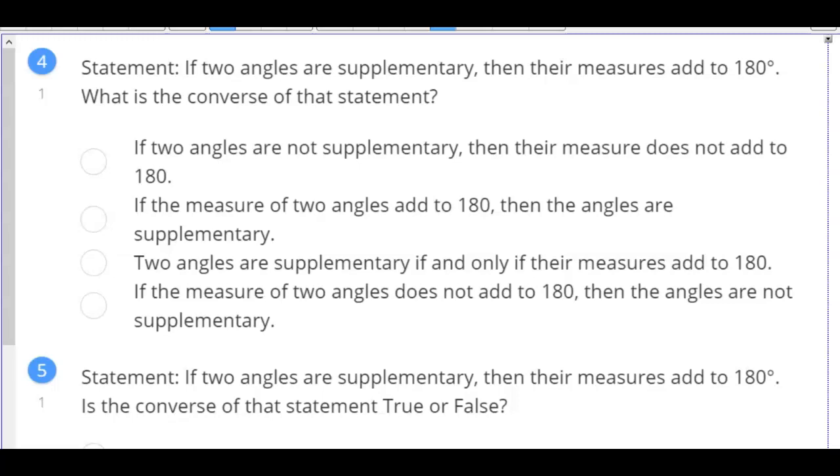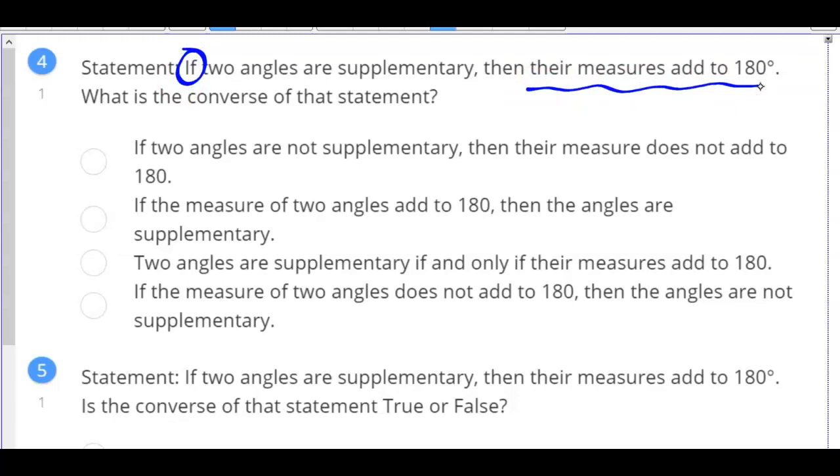What is the converse? All right, so you're probably going to be asked for converse, inverse, contrapositive. Have those notes right there so that you can just go there and look it up. Oh, you switch these, you negate these, and so forth. So on a converse, all you do is switch the if-then parts. So we should be looking for if their measures add up to 180. So I would start there.